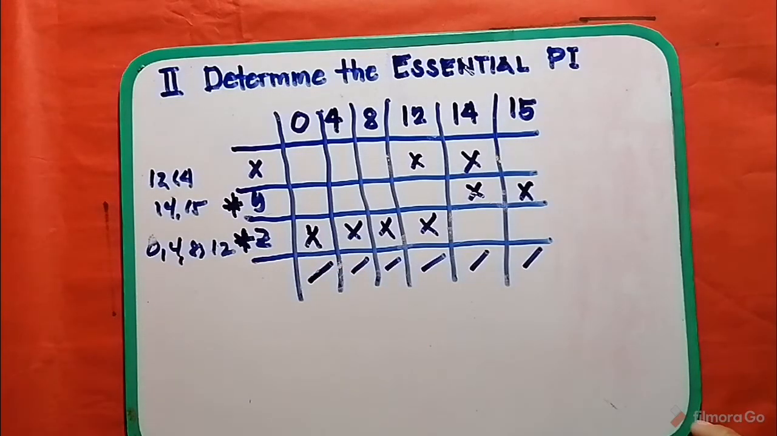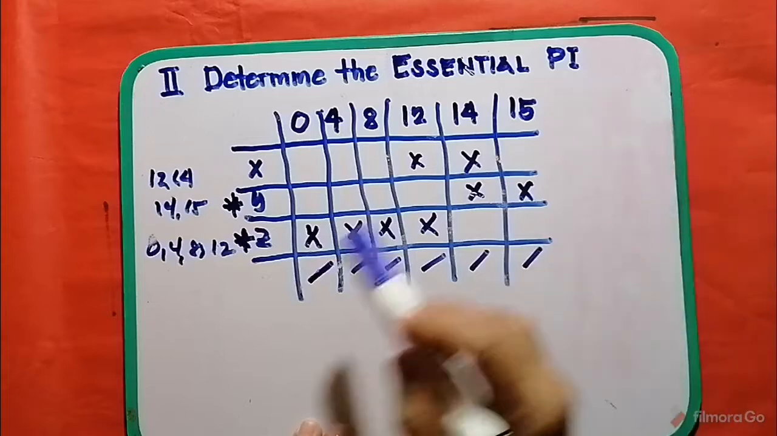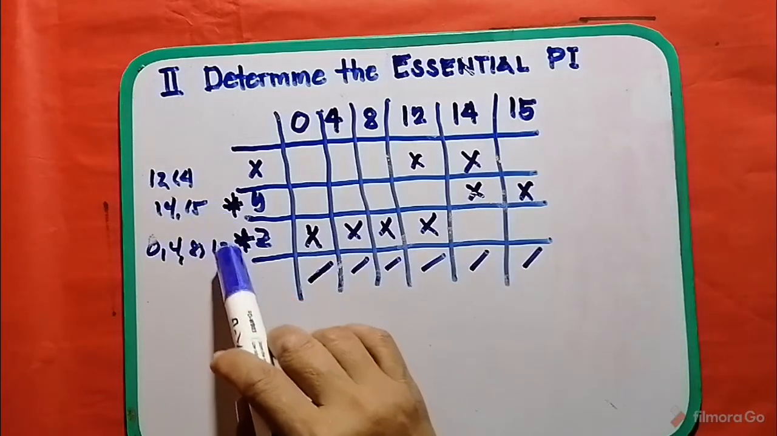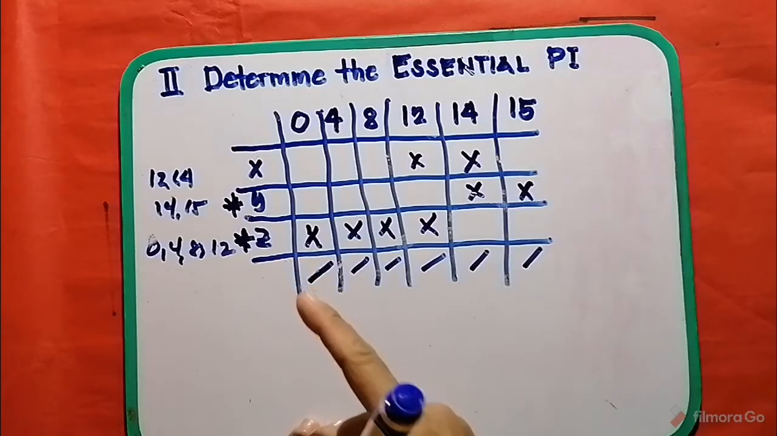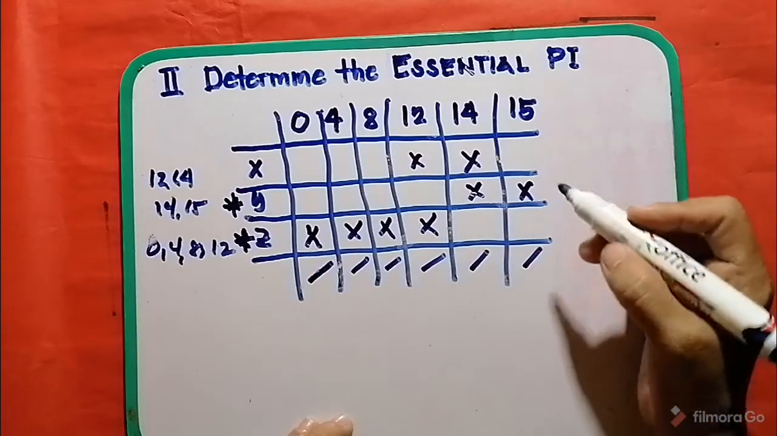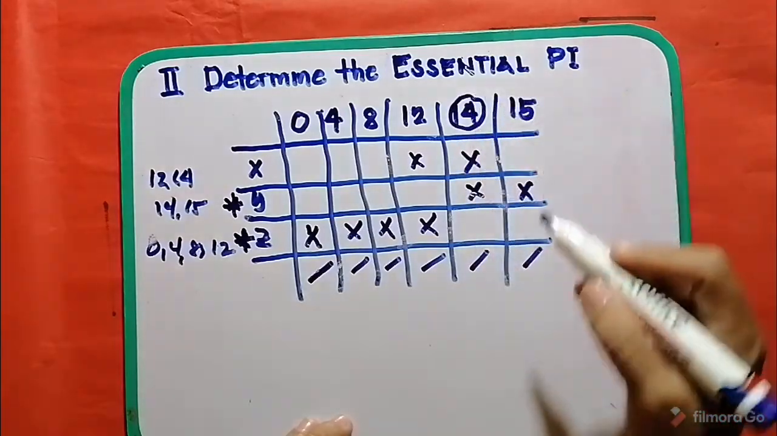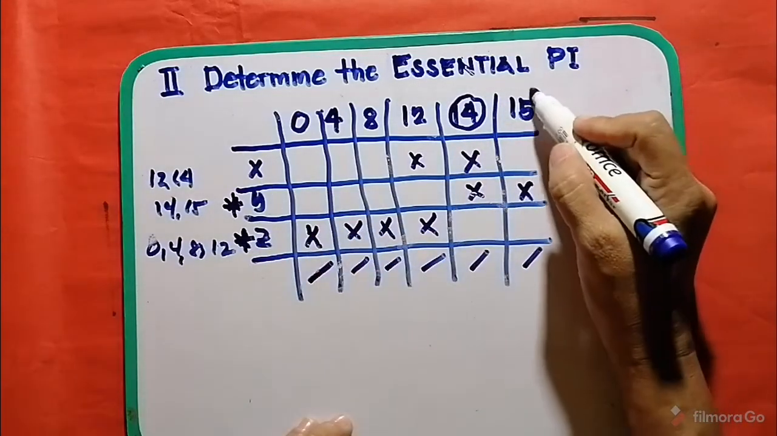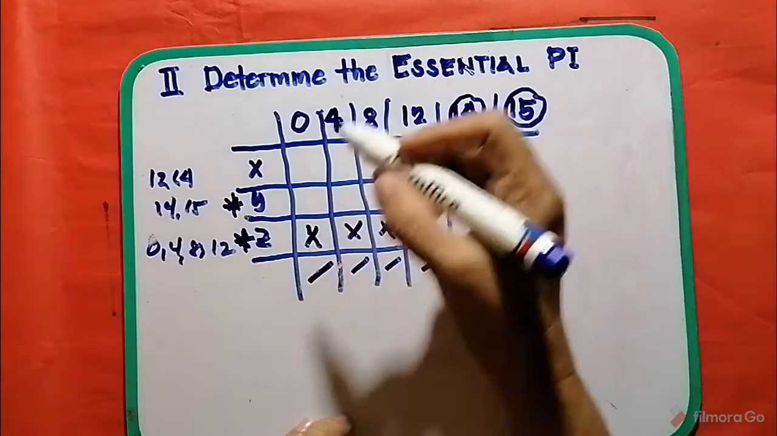Then next, we now check if all these prime implicants are already covered by these essential prime implicants. So for Y, it covers 14 and 15. Y, it covers 14. So I'm going to encircle it, and then 15. Okay? Z covers 0.